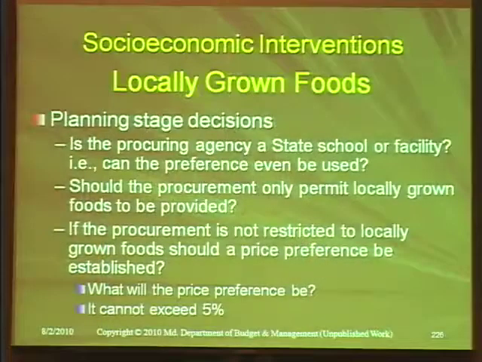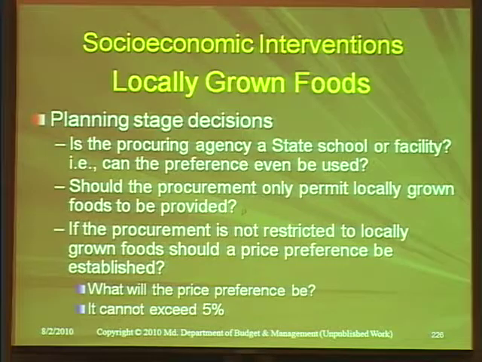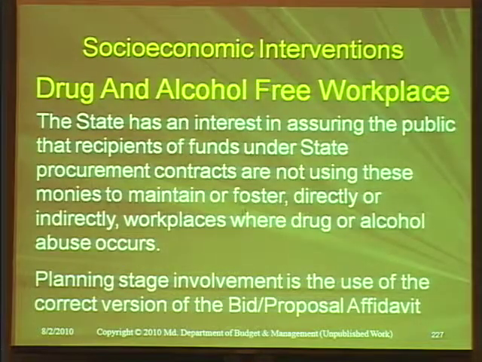Planning stage decisions. Is the procuring agency a state, school, or facility, i.e. can the preference even be used? Should the procurement only permit locally grown foods to be provided? If the procurement is not restricted to locally grown foods, should a price preference be established? What would be the price preference? Up to 5%. So, locally grown food.